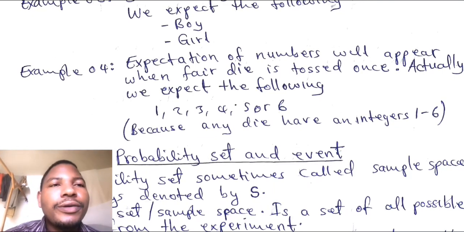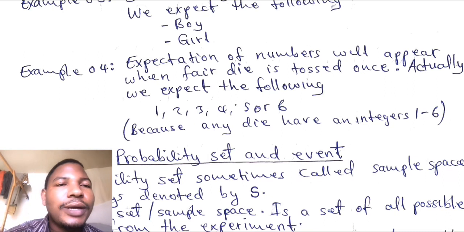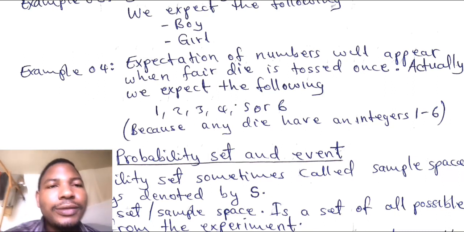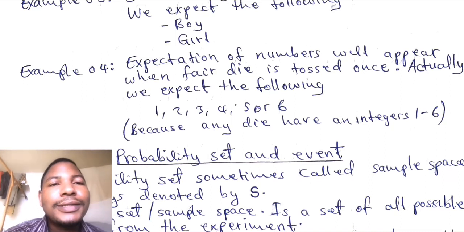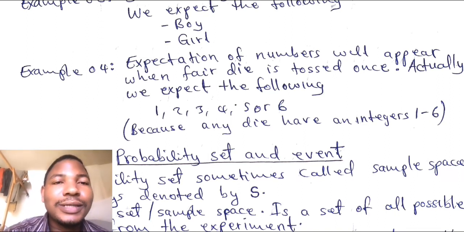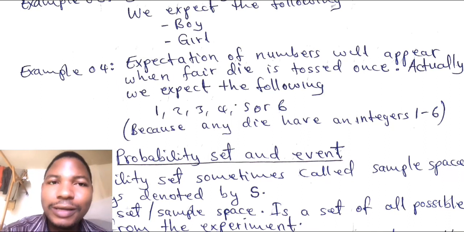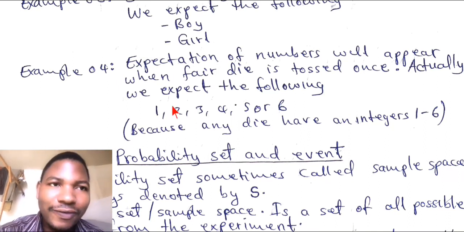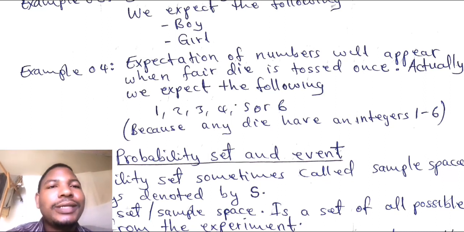And finally, the expectation of numbers that will appear when a fair die is tossed once. We know that any fair die consists of integers from 1 up to 6. So your expectation is the appearing of numbers from 1 up to 6, one of which will appear. So that is our expectation.